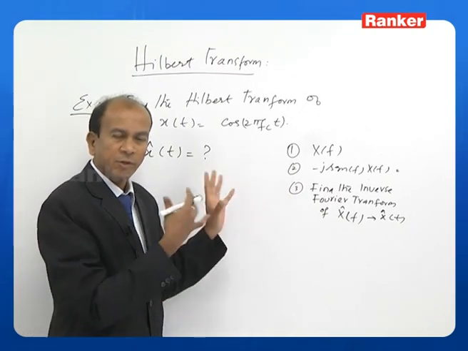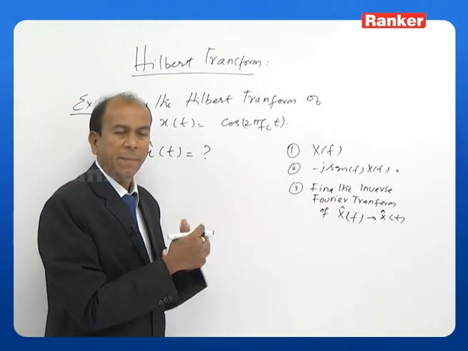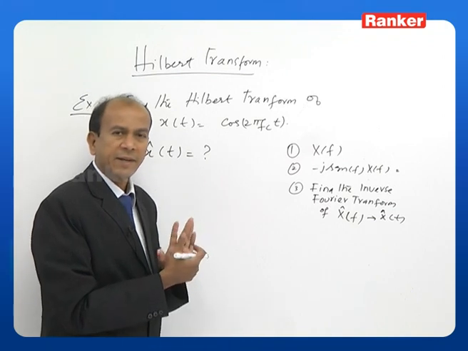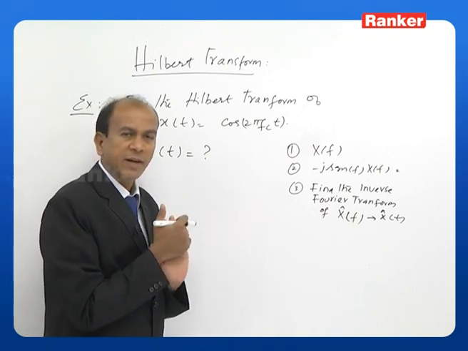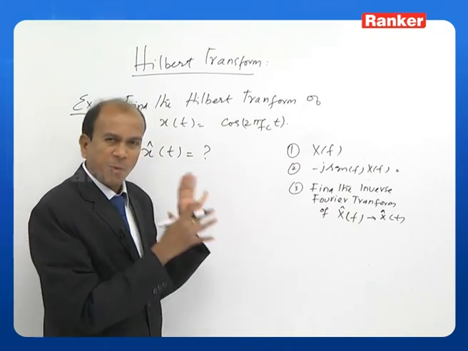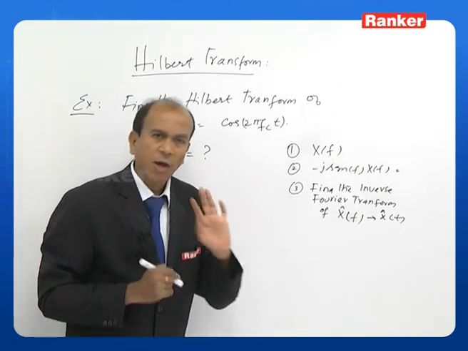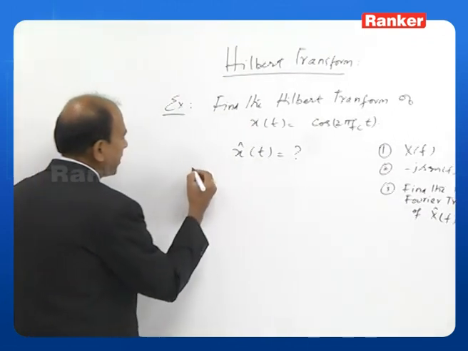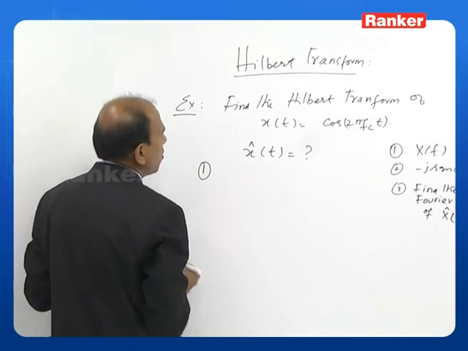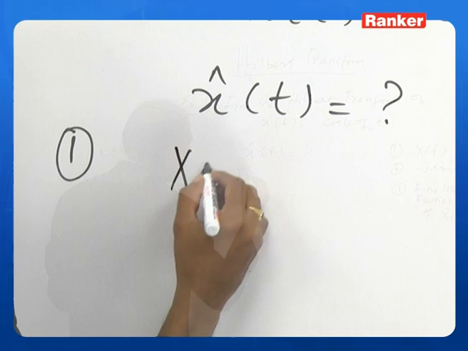Otherwise, we know the famous formula where you have to convolve 1 by pi t with x of t, that is 1 by pi integral minus infinity to plus infinity x of tau by t minus tau d tau. So, that appears to be really complicated. So, let us follow these steps. Now, as per this, first job of mine is to find out what is x of f.